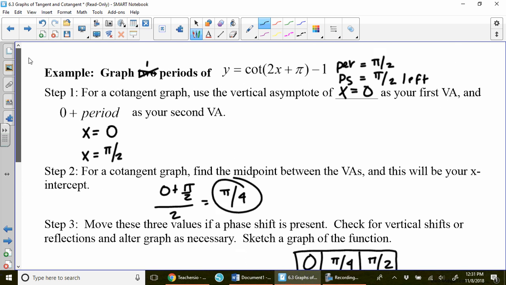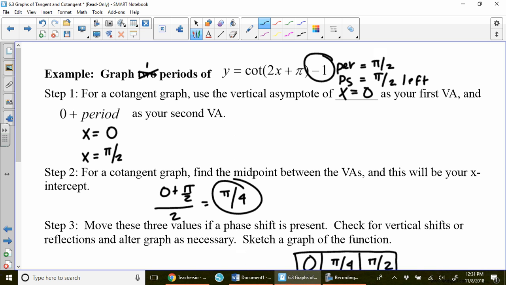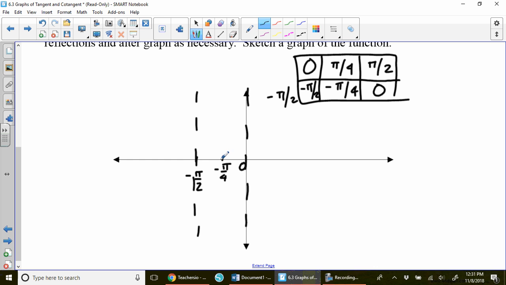So you want to check for vertical transformation. So this graph is getting moved down 1. So instead of it crossing the x-axis at negative pi over 4, it's going to be down 1. So it's going to intersect y equals negative 1, and the cotangent graph is upside down from the tangent, so it goes down instead of up. Okay, so same process, you just have to use 0 as your first vertical asymptote instead of negative pi over 2 as your first vertical asymptote.